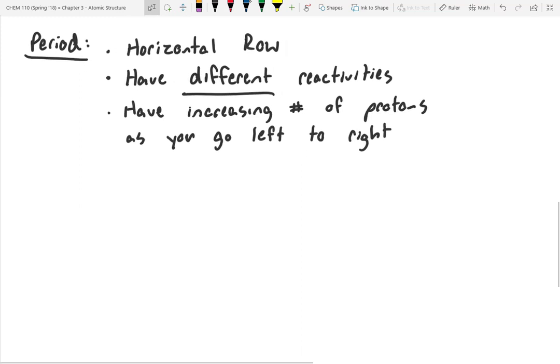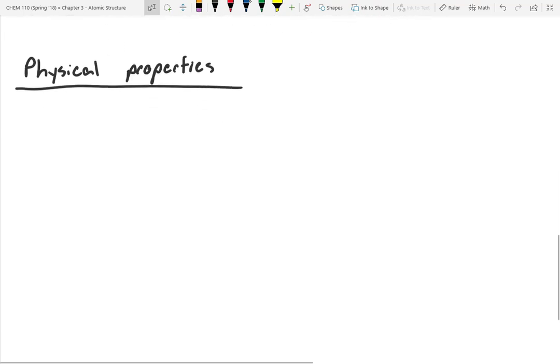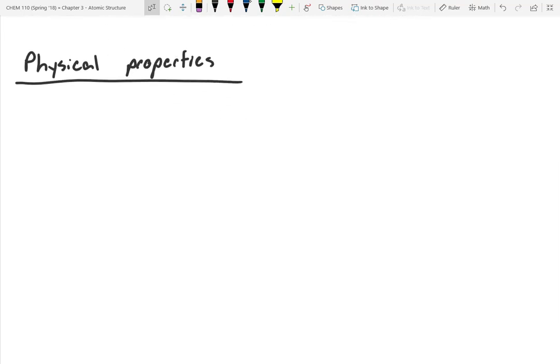All right, a couple of last things regarding the physical properties. In general, the periodic table is classified into 3 different groups. First group is metals. Next one is nonmetals. And then the last one is metalloids.